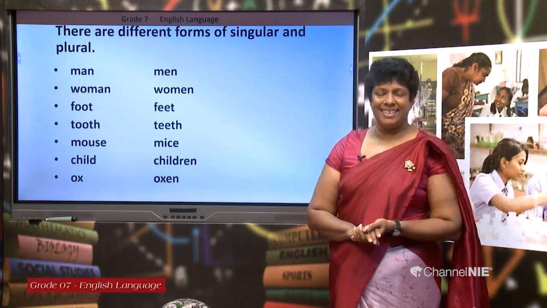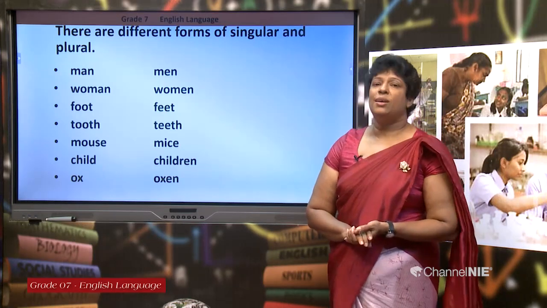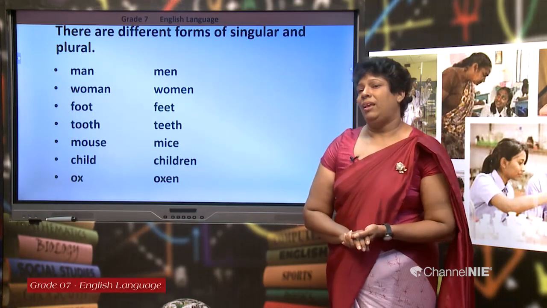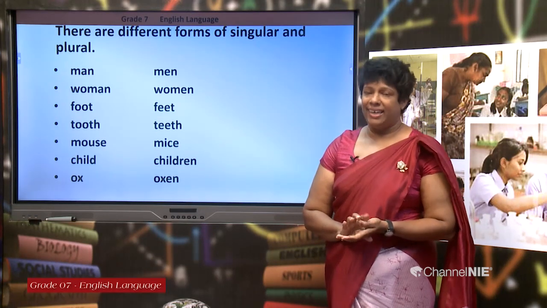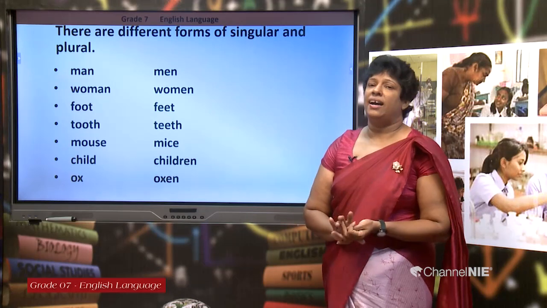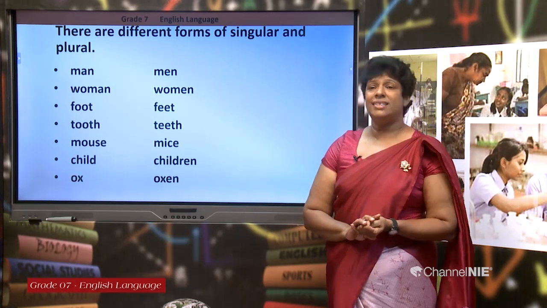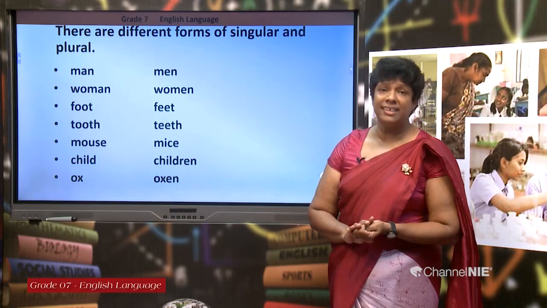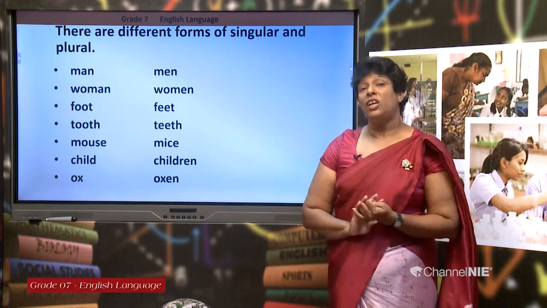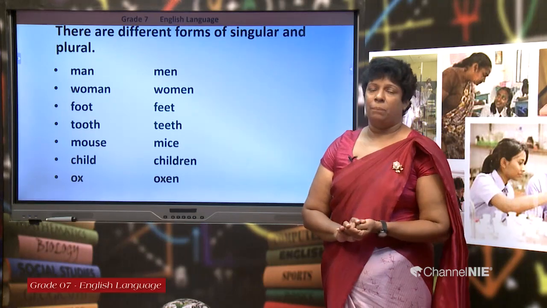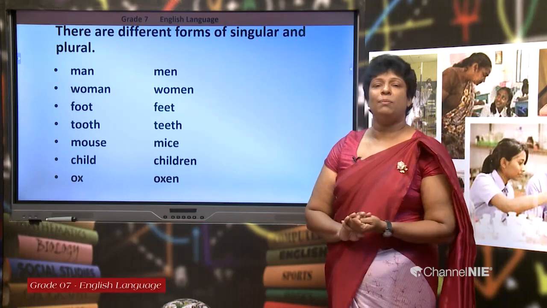Now, look at this. We learnt how to make the words plural. Every time we added the letters S, ES, IES, VES. But there are words to which we cannot add those letters. For them, we change letters and make the plural.